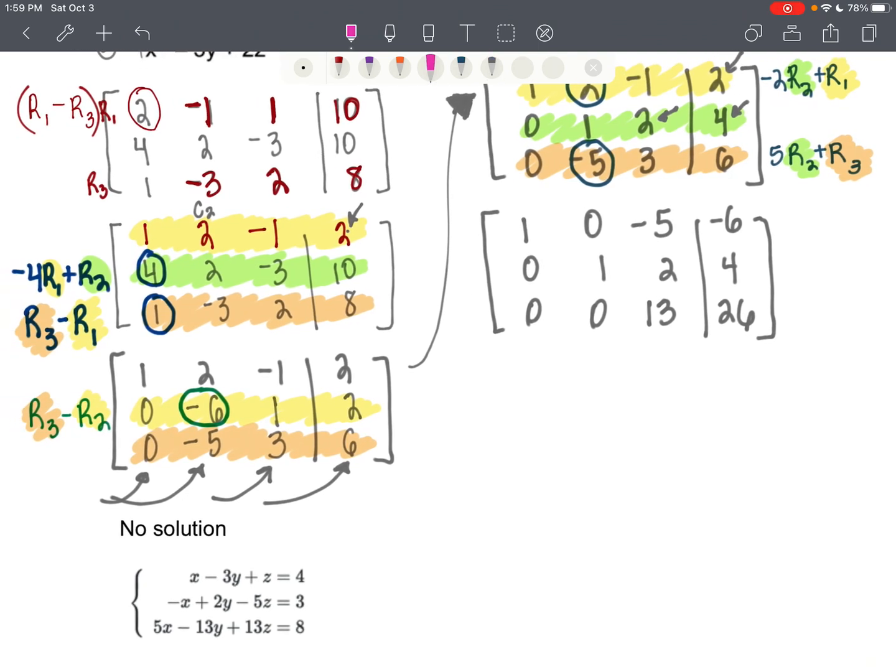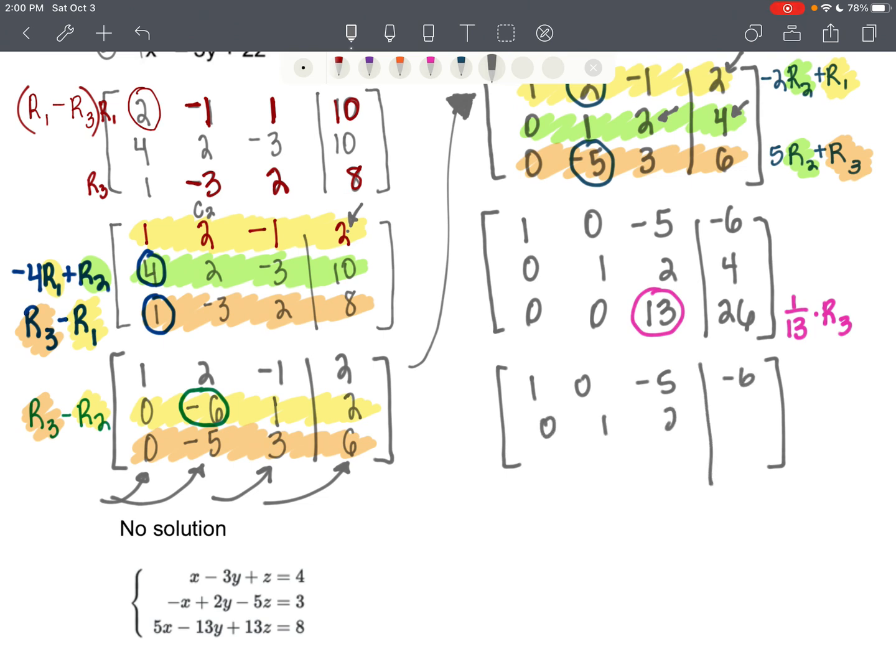And now I need this value to be a 1, and 13 and 26, that is so cool. I can just take row 3 and multiply it by 1 over 13. It's the same thing as dividing by 13. 1, 0, negative 5, negative 6 remains. 0, 1, 2, 4, and then 0, 0, 1, 2.